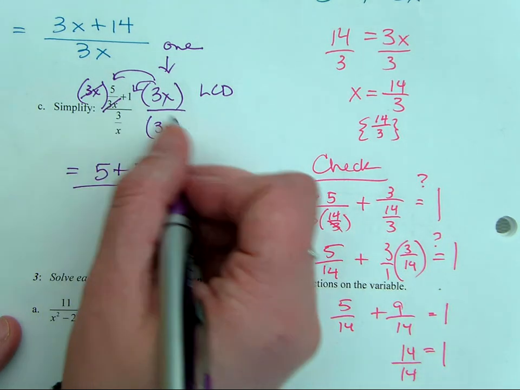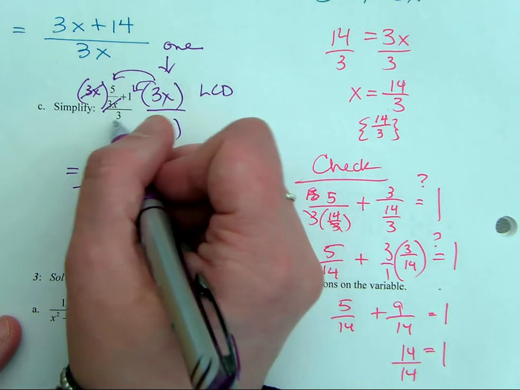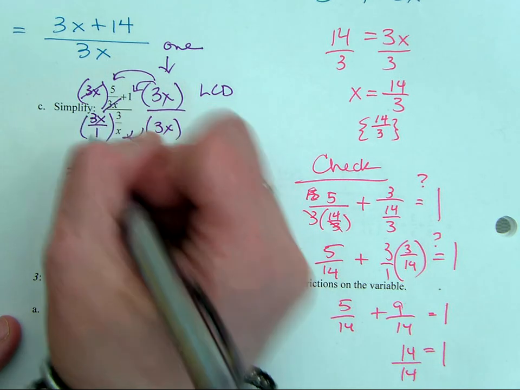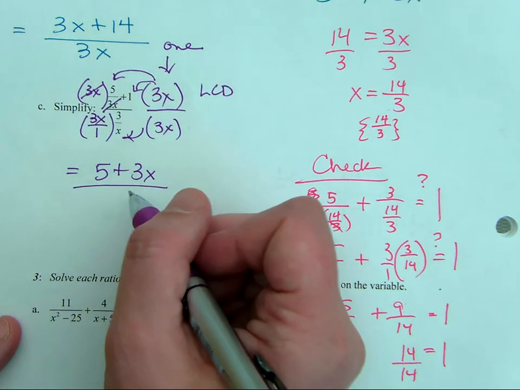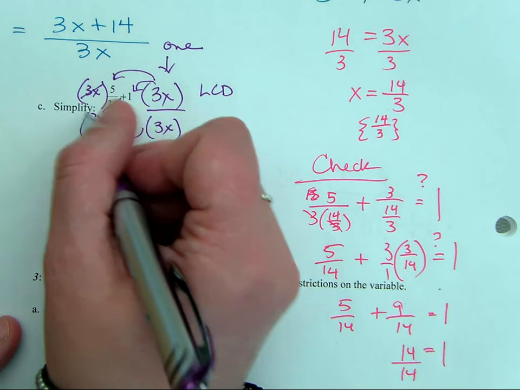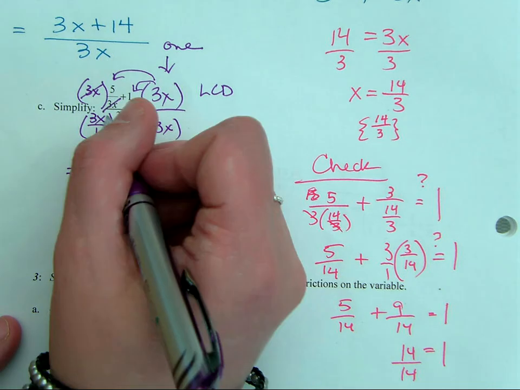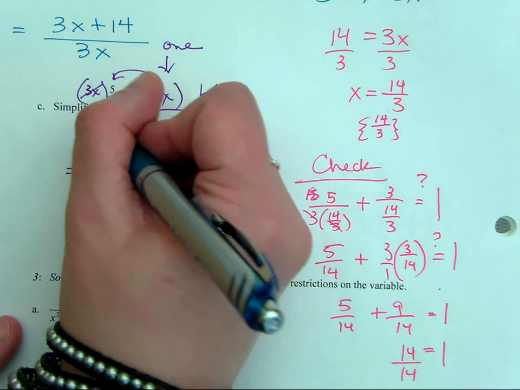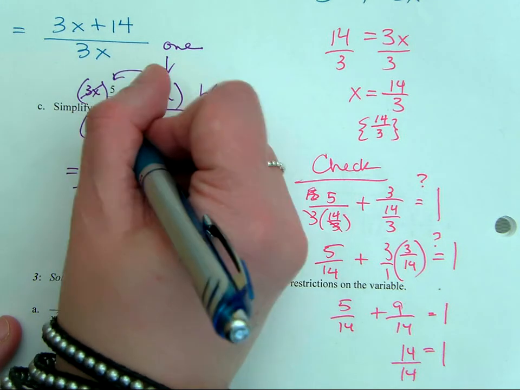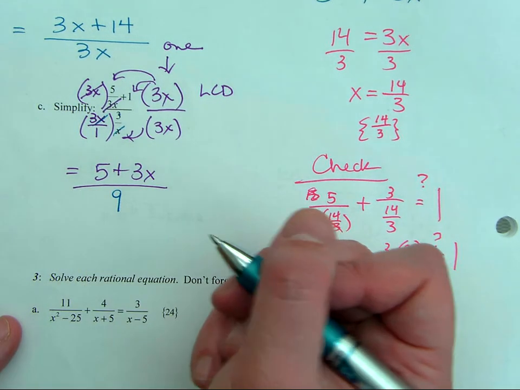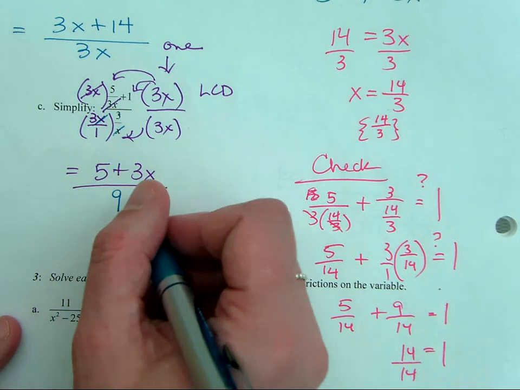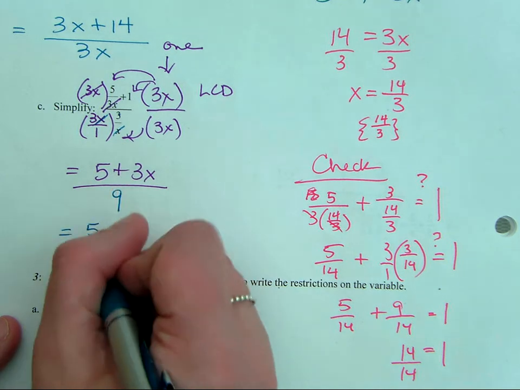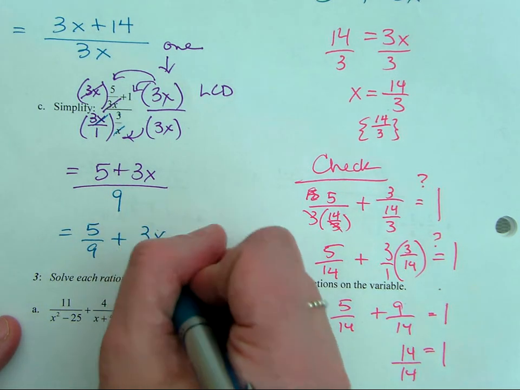Here in the denominator, I'm multiplying by 3x over 1 because I'm doing the same thing in the numerator and denominator. What happens to the x's? The x's are going to cancel, and I have 3 times 3, which is 9. And then from here, you wouldn't reduce, unless you wrote it as 5/9 plus 3x over 9.